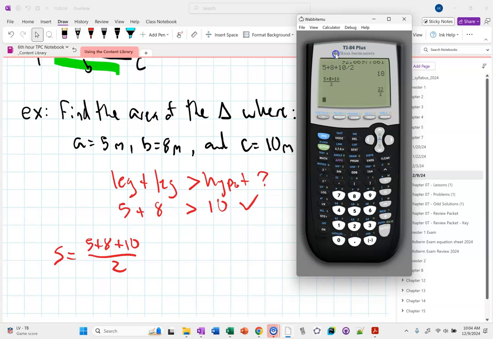All right, so now I'm just going to plug this through my formula, right? I'm going to use my ans command rather than having to type in 23 over 2 a bunch of times. So I'll do square root of ans times ans minus a. Oops. Times ans minus b, times ans minus c.